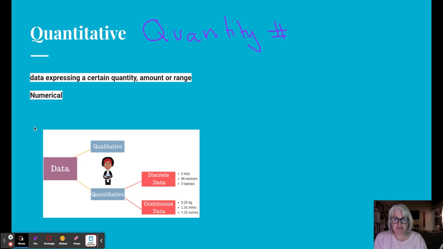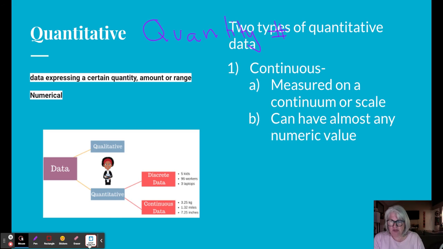Now there are two types of quantitative data I want you to know. I want you to know continuous quantitative data. These are measurements that are done on a continuum. The easiest example I can think of would be a human's height. You can fall anywhere in a range. They can basically have any numerical value within that range. And I think a lot of the data that we'll collect, especially on the plant lab, is going to be continuous.